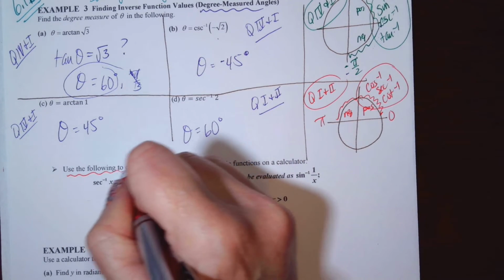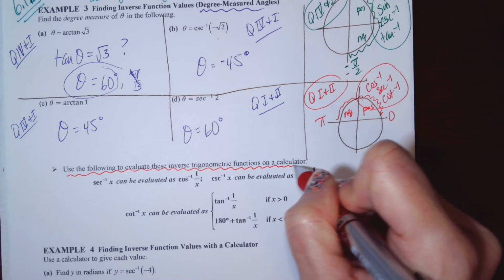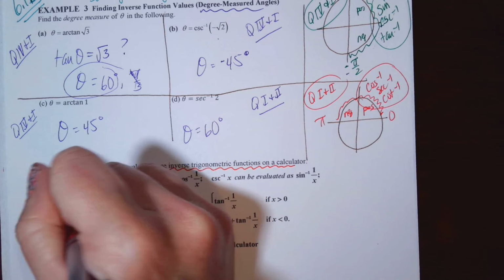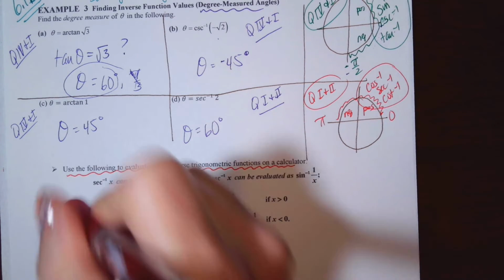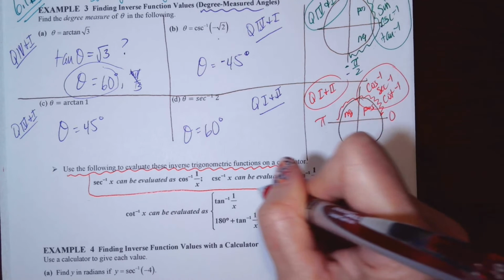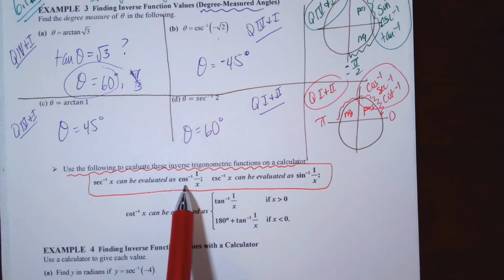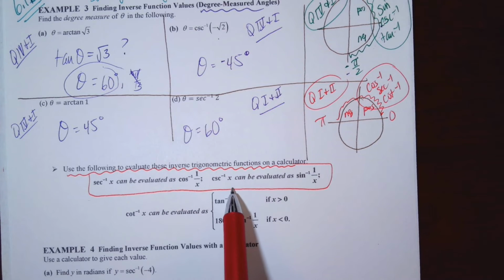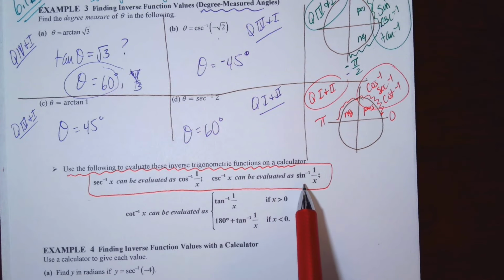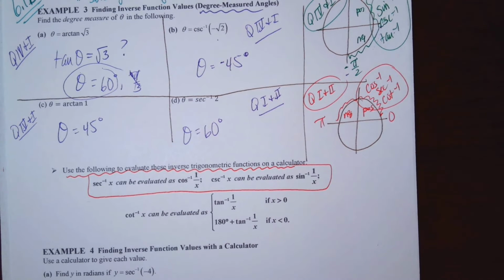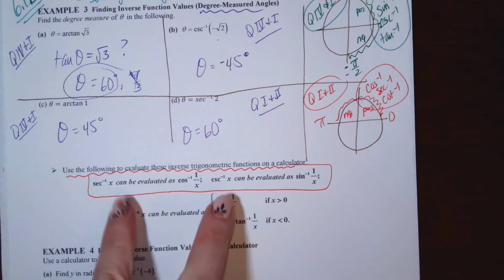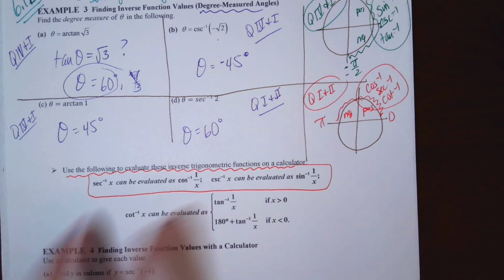Use this to evaluate the inverse trig functions on your calculator. Now, this is important. Secant inverse can be evaluated as cosine inverse of 1 over x. Cosecant inverse can be evaluated as sine inverse of 1 over x. So that is how we plug it in if we just want an approximation. That's how we make use of our calculator to find these reciprocal function values.